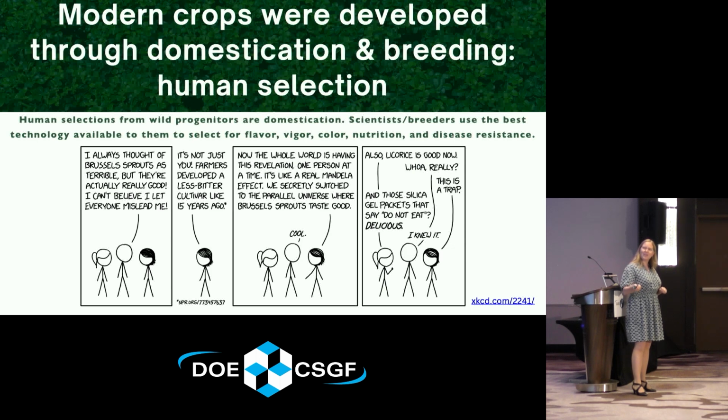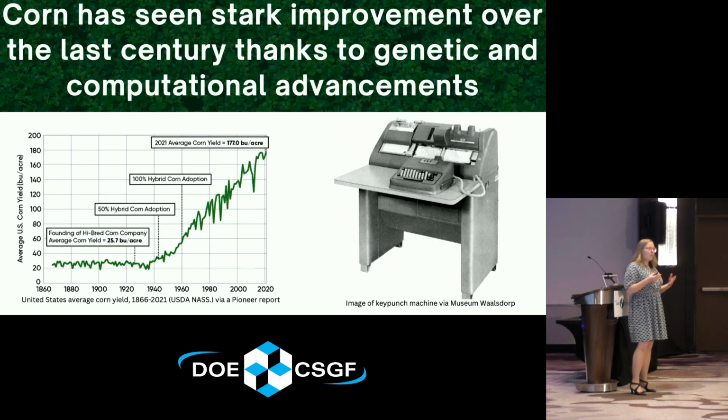So in it, this main character here talks about, I used to think that Brussels sprouts were terrible, and now I love them. And then their long-haired friend says, that's because people have been working really hard to make that happen. It wasn't an accident. So they make a few more little jokes about that. So one example of this selection over time that I think is quite jaw-dropping is the improvement in yield in maize over the years.